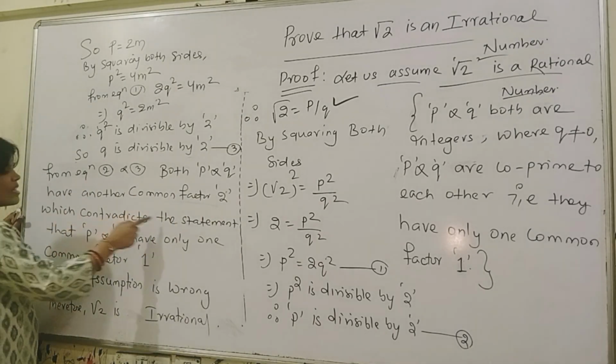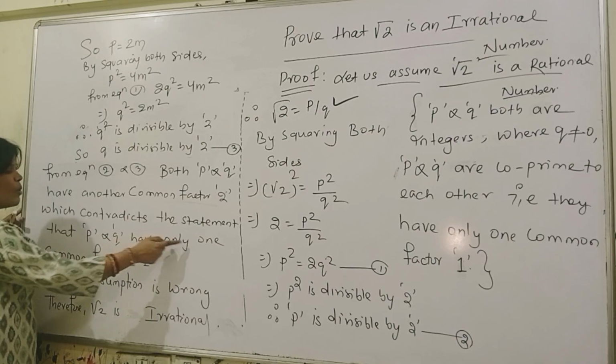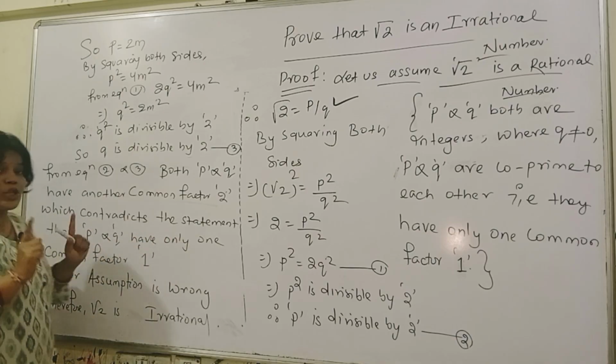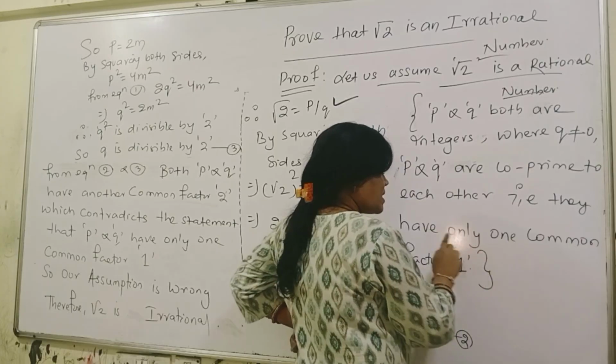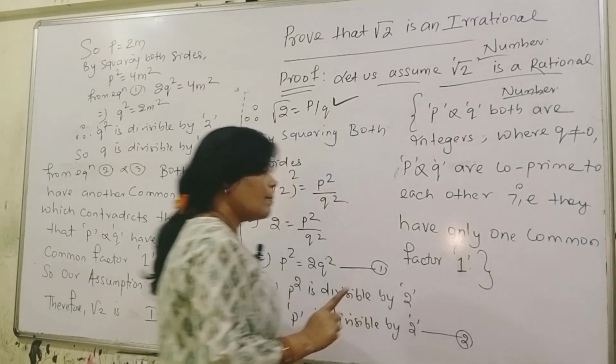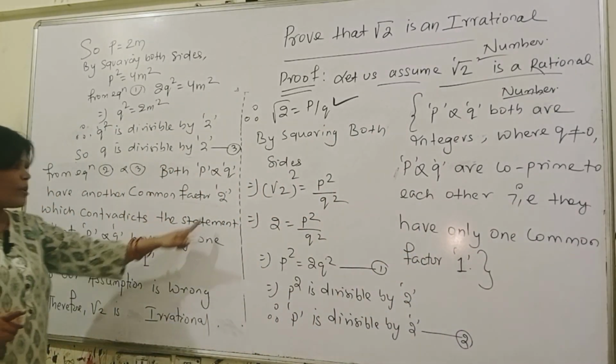Which contradicts the statement that P and Q have only common factor 1. हमारा जो स्टेटमेंट था पहला स्टेटमेंट P and Q are co-prime to each other, it means they have only one common factor 1. बट हमें इधर क्या मिल रहा है? Another common factor 2.